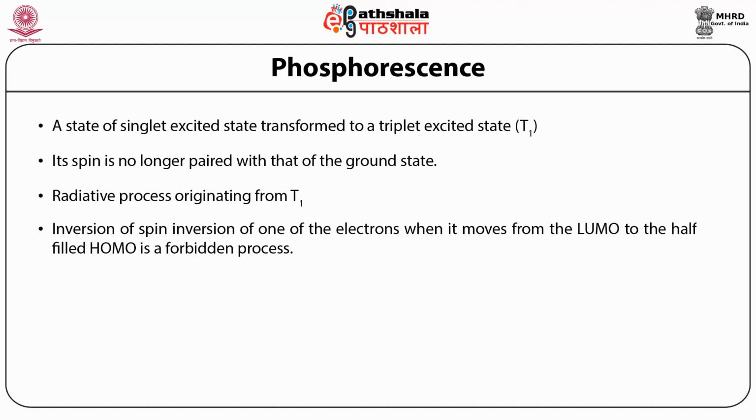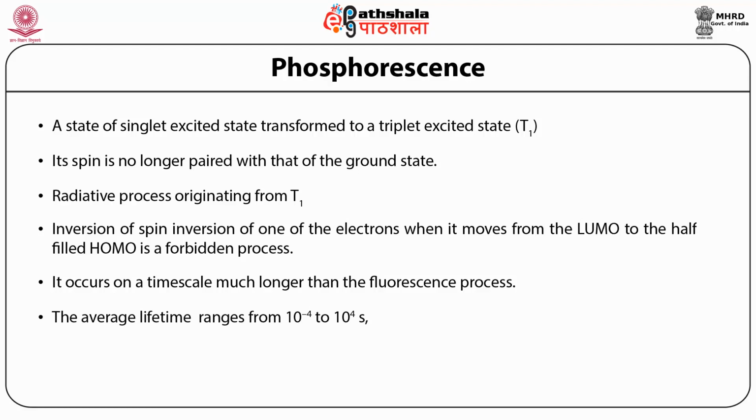This is according to Pauli's exclusion rule, according to which no two electrons can have the same spin in the same orbital. So according to this, an electron which has changed its spin cannot come to the ground state as such. So it occurs on a time scale much longer than the fluorescence process, and the average lifetime ranges from 10 to the power minus 4 to 10 to the power 4 seconds. And the process is called phosphorescence.